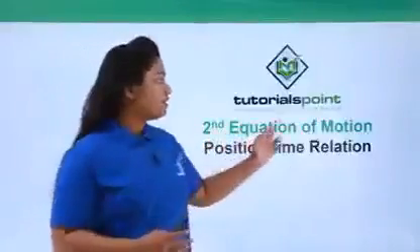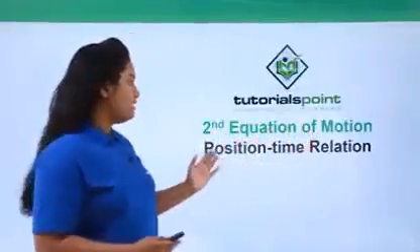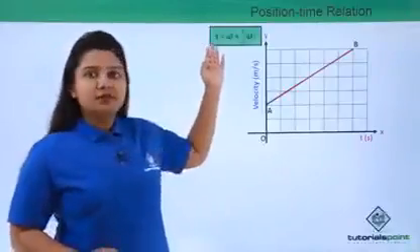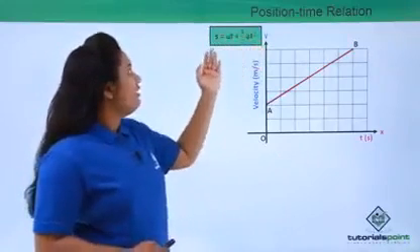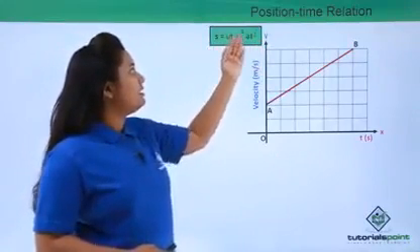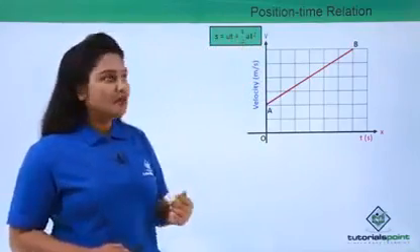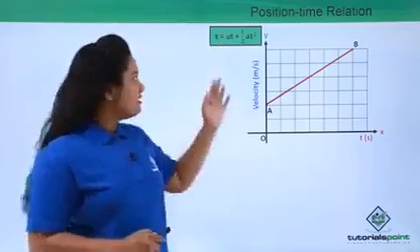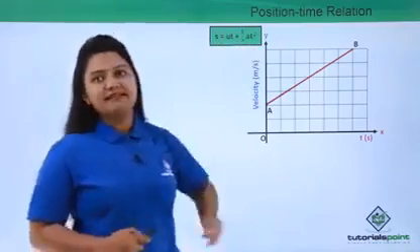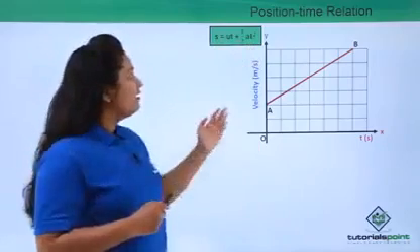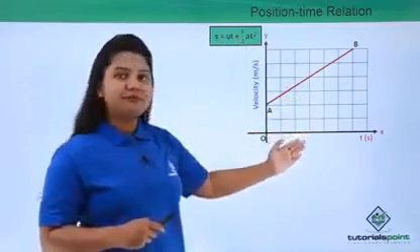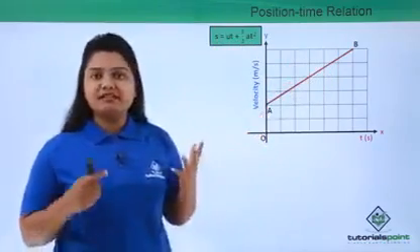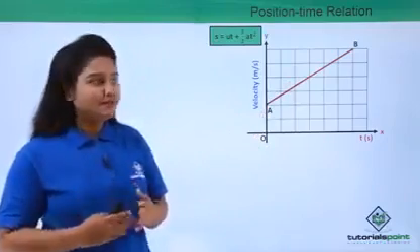Now, the second equation of motion, which is otherwise called the position-time relation. We already know what the second equation of motion is, that is s equals ut plus half at squared, where s is the displacement, u is the initial velocity, t is the time taken, and a is the acceleration of the body. Here I have a velocity time graph AB, which shows that the body is in uniform acceleration.